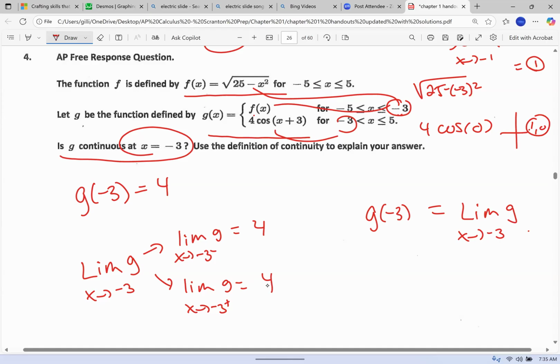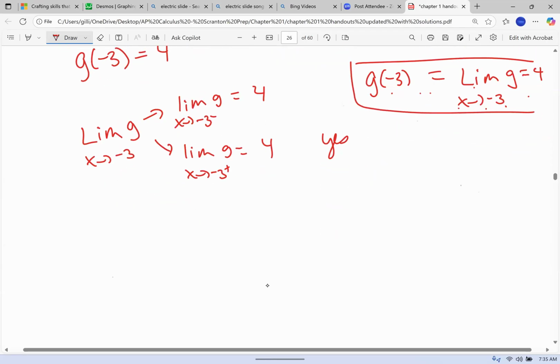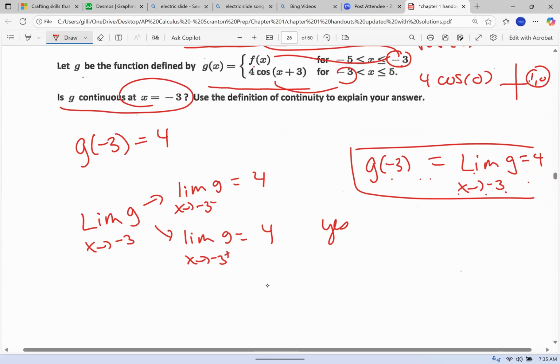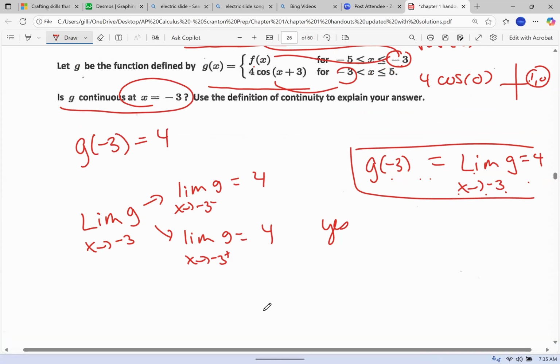And this would be an incomplete response. We'd have to conclude, yes, it's continuous, because g at -3 equals the limit as x approaches -3 of g of x, which indeed equals 4. Okay, and that concludes the solutions to homework number 8 on the second part of definition of continuity.